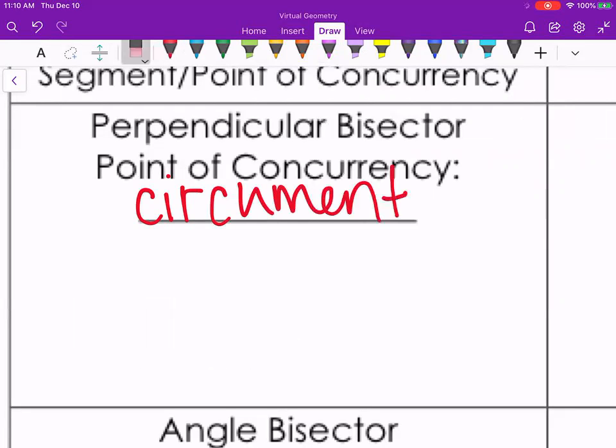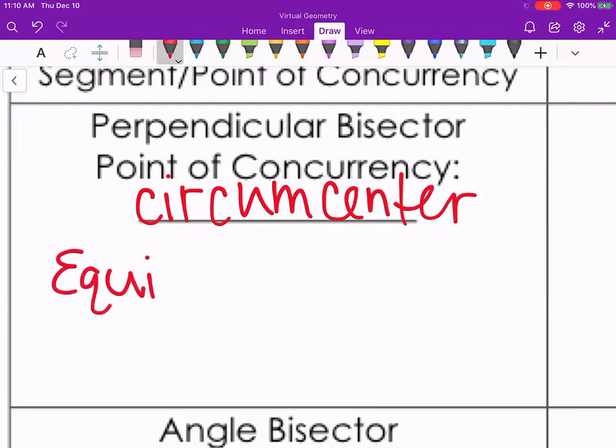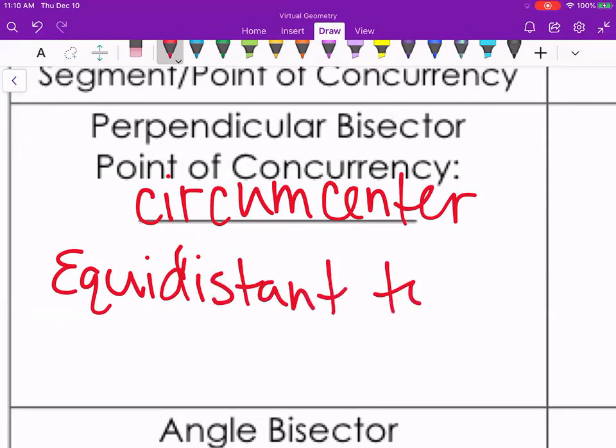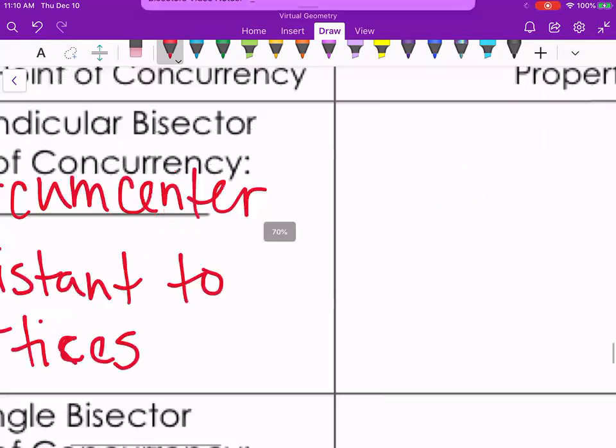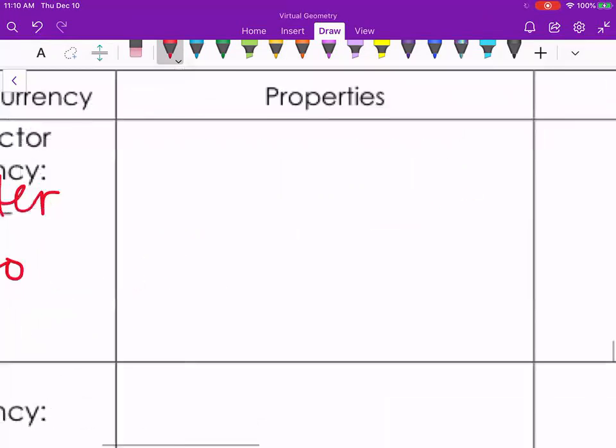Oh, sorry, I cannot spell today. There we go, circumcenter. And it is equidistant, meaning equal in distance, to the vertices of the triangle. Okay, so let's take a look at a special picture that we have here.